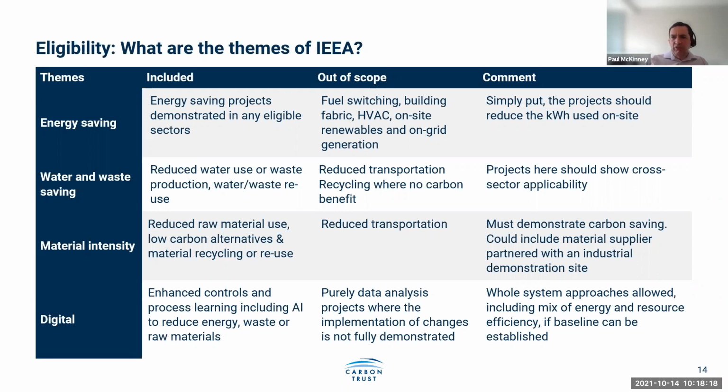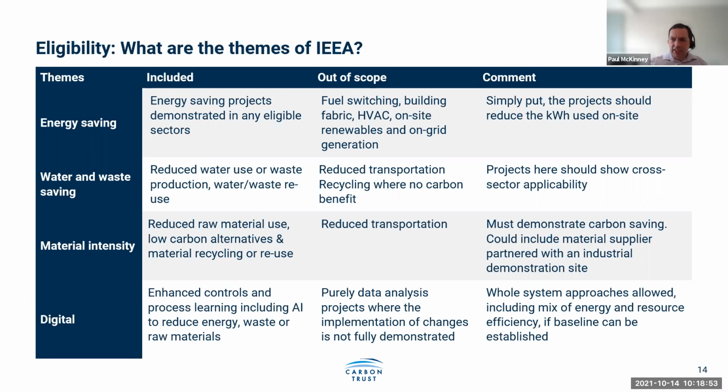In terms of resource efficiency, there's water, waste, and materials. So that can include reduced use of water, reduced waste production, and reuse of water or waste within the production process, but we're not looking at projects where the primary benefit is reduced transportation. And certainly within the water sector, we're looking for applicability for those projects throughout industrial sectors as well.